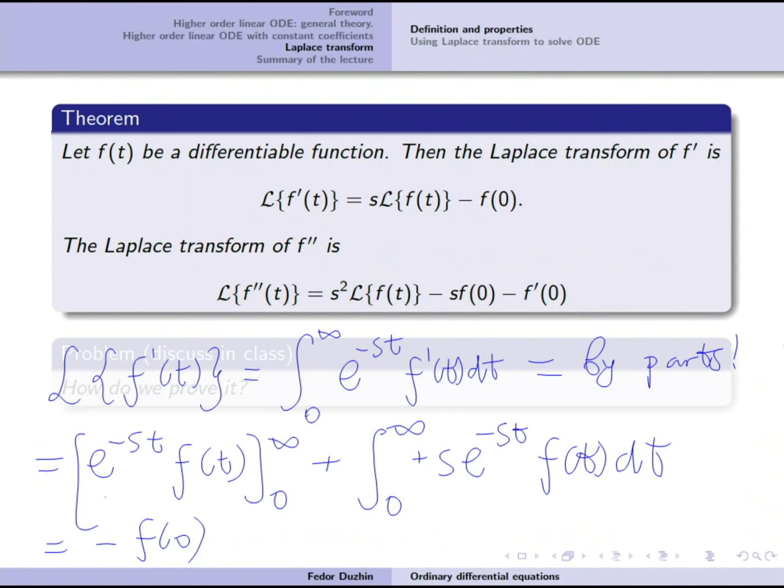Notice that the integration here is with respect to t, which means that s can be taken out. But now this part is just the Laplace transform of f. So this is plus s times the Laplace transform of f of t, which is exactly what we are supposed to prove. So that's the first statement.